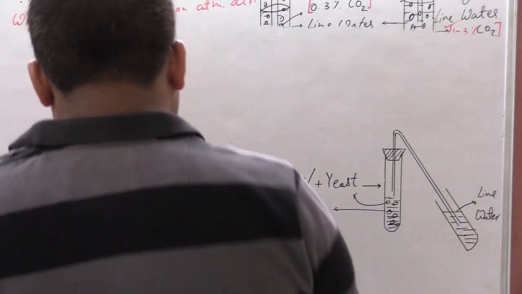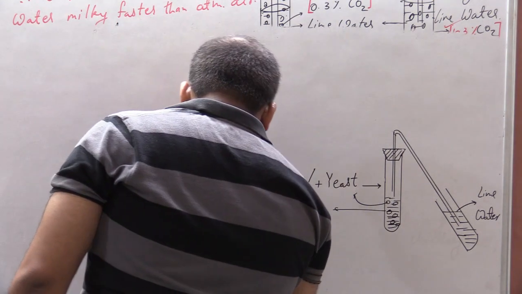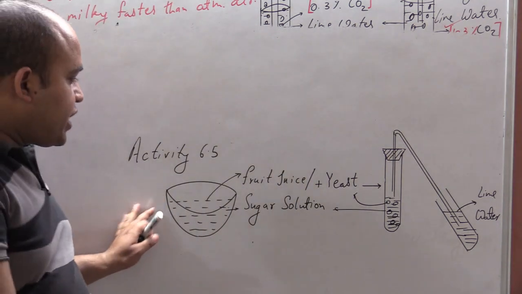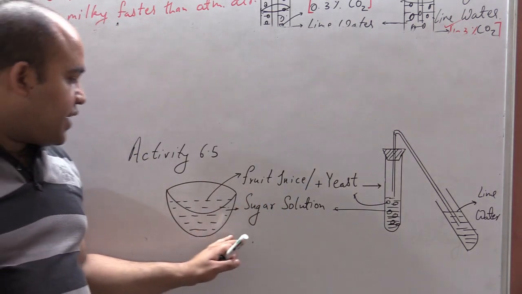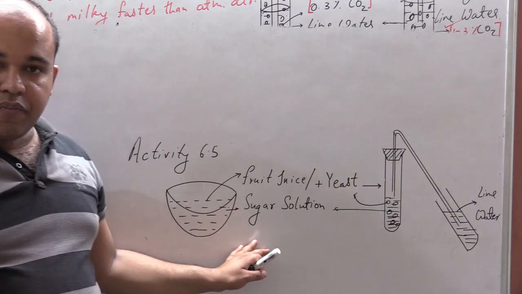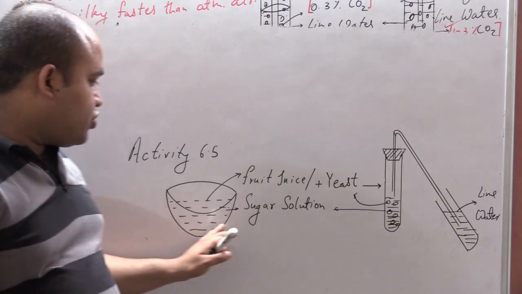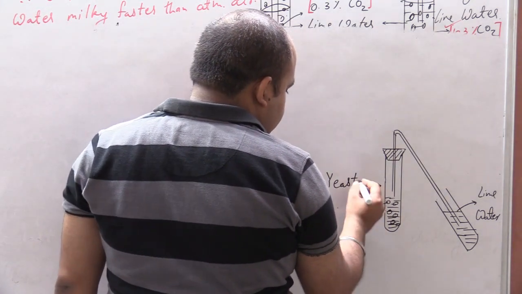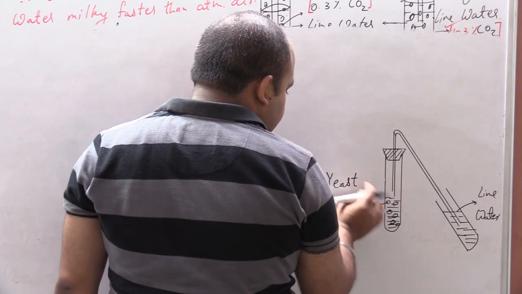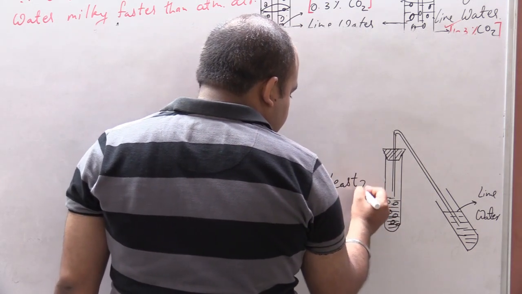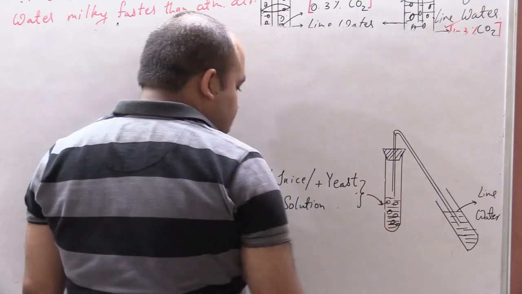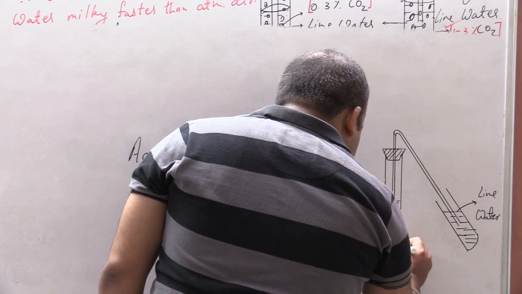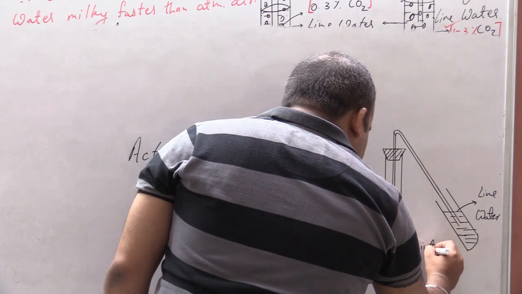In the case of activity number 6.5, what is being shown here is that there is a bowl in which fruit juice or a sugar solution is being taken. Yeast is being added into this sugar solution and then this entire material is being transferred into a test tube.